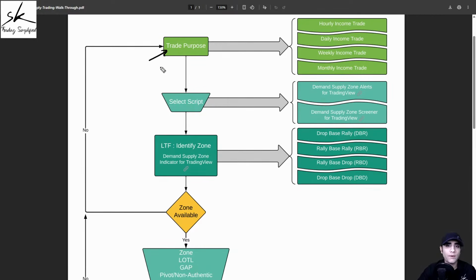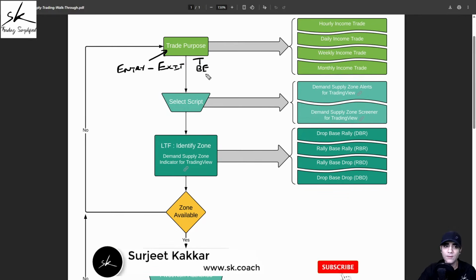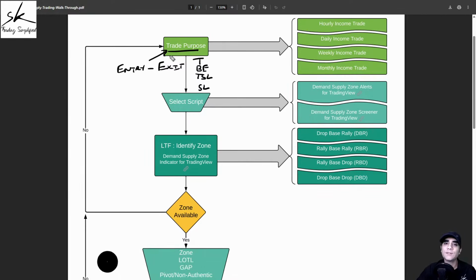Now, what do we mean by trade purpose? Trade purpose basically implies the expected duration of the trade. And the duration of the trade is from the time you enter the trade to the time you exit the trade. When I'm talking about the exit, it can be the target, break even, the trailing stop loss, or the stop loss, any kind of exit. So now the question is, why am I starting with my trade purpose as my very first step?